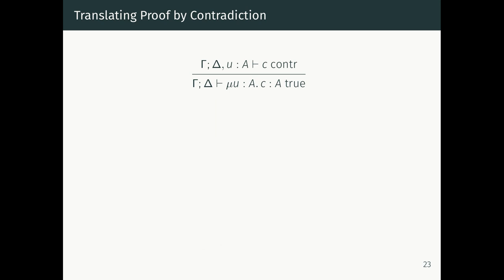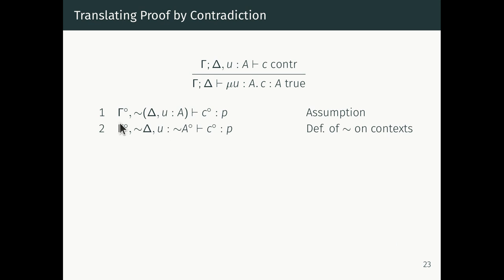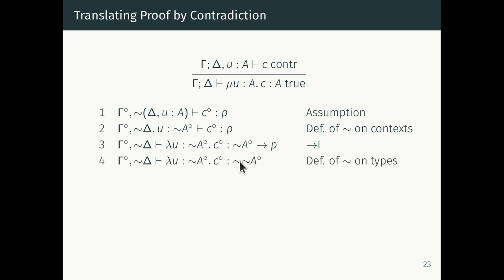So with proof by contradiction, what we do is we assume that A is false, find a contradiction, and then conclude that because we found a contradiction, A is actually true. And so initially, this reasoning will work very similarly to the previous slide. So we assume the translation works on the premise. So now we know that C translated has the type P, and we assume that the translation of delta, U colon A goes according to plan. And that means that we have the translation of gamma, the negation of delta, and we have an assumption U that not A translated holds. And so then, by function introduction, we know that under gamma translated and delta translated, lambda u dot C translated has the type not A translated to P. And that's exactly the same as not not A translated.